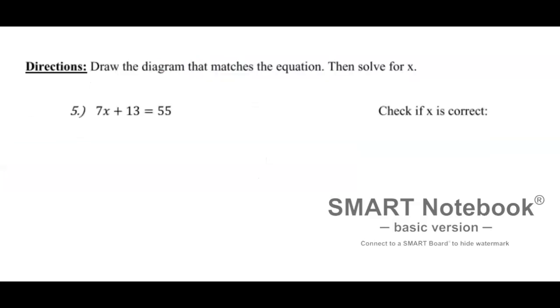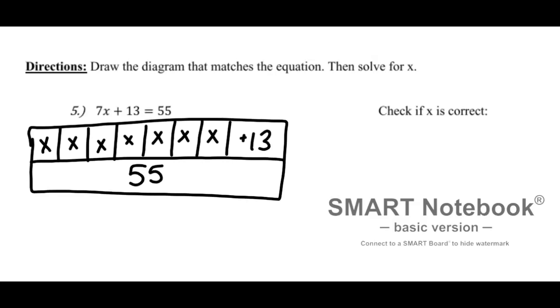So the next example is a little different because you're given the equation and now you need to draw the tape diagram. So when we draw our tape diagram, we know it's equal to 55. So our big chunk is 55. And we need to have 7 x's plus 13. And we got that just like that. Okay?